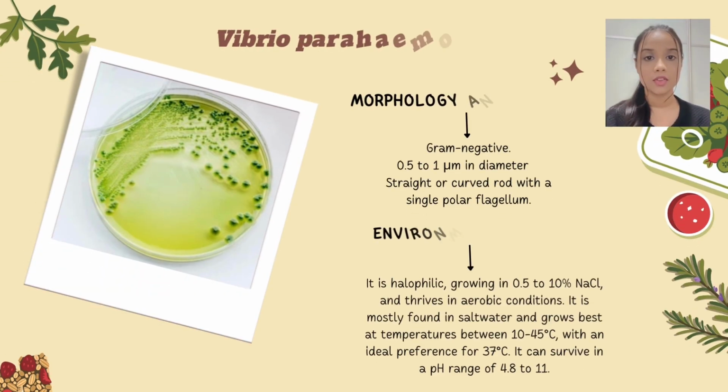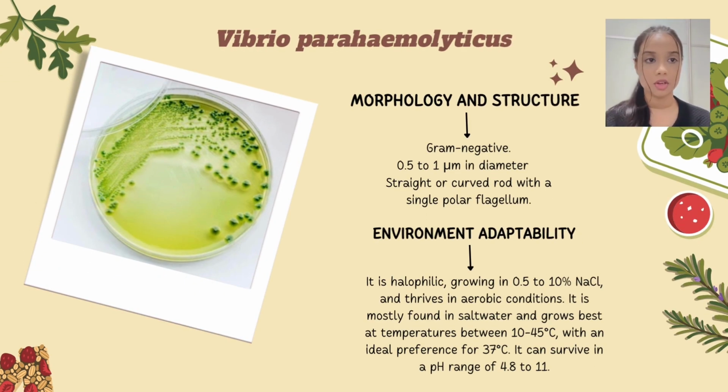We are presenting Vibrio parahaemolyticus morphology and structure. It is a gram-negative bacterium which is 0.5 to 1 micrometer in diameter. The shape of it is a straight or curved rod with a single polar flagellum.